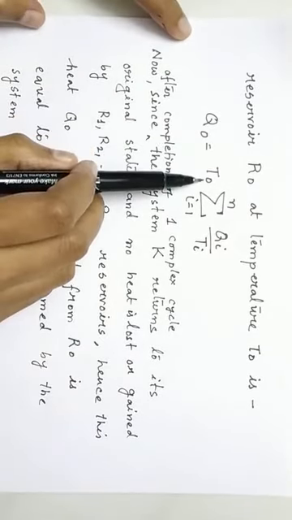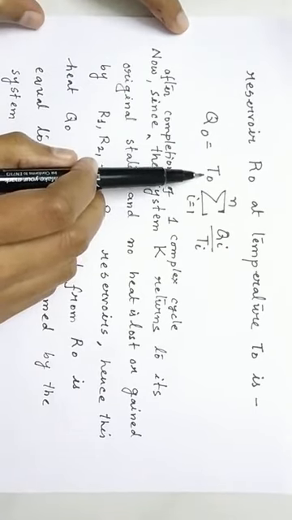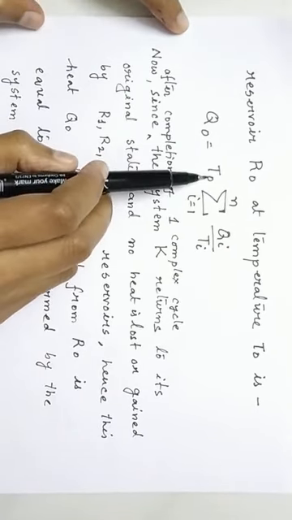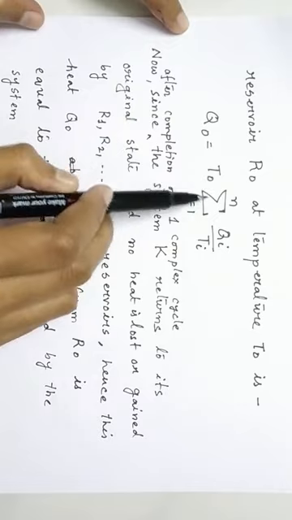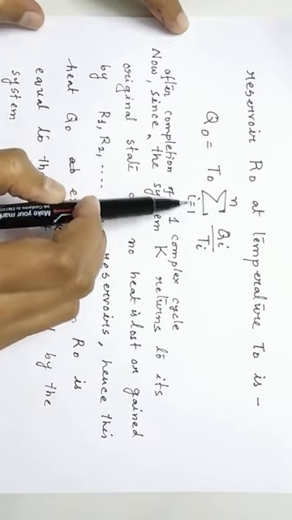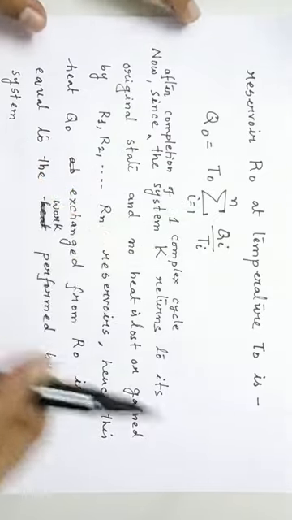So the total heat exchanged from the common reservoir R0 at temperature T0 is Q0 equals, now T0 is a constant temperature for the reservoir R0, so it will come out of the summation: T0 times the summation over i equals 1 to n of Qi by Ti.